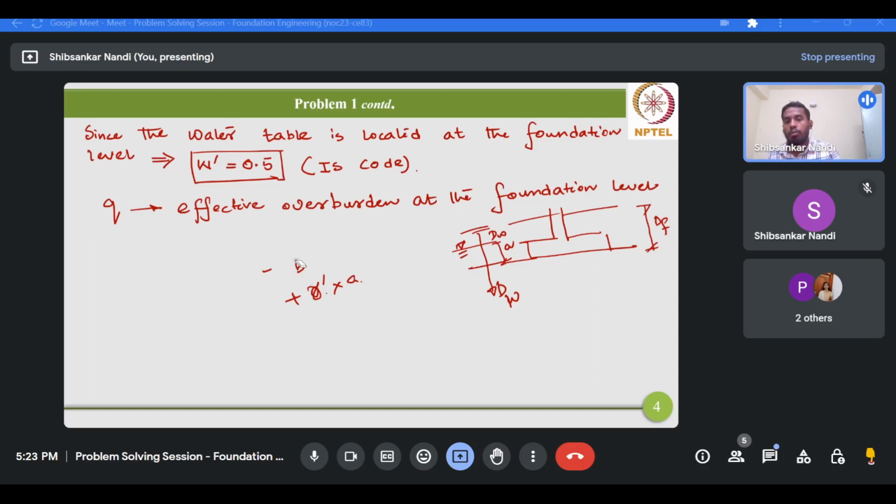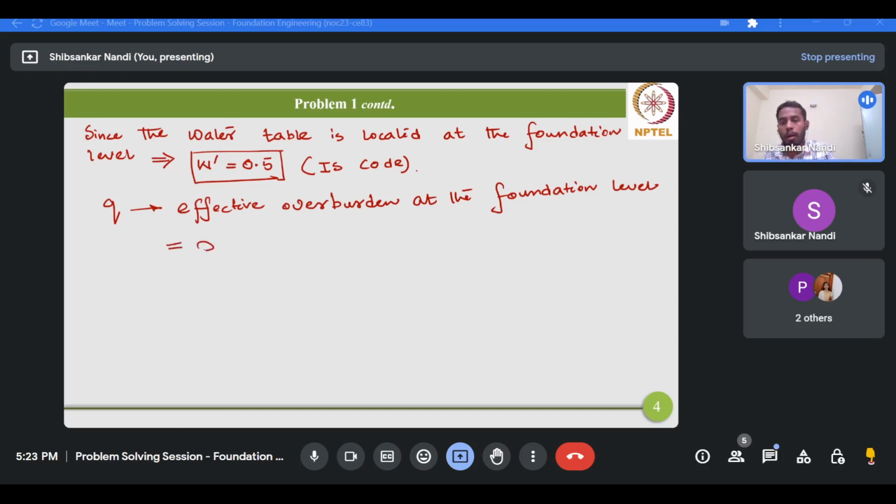Since there is no such problem arising in this case, this Q would be simply gamma bulk times dA. So that means 18 multiplied by 1.5, that means 27.